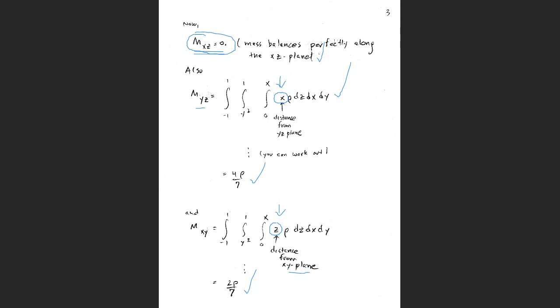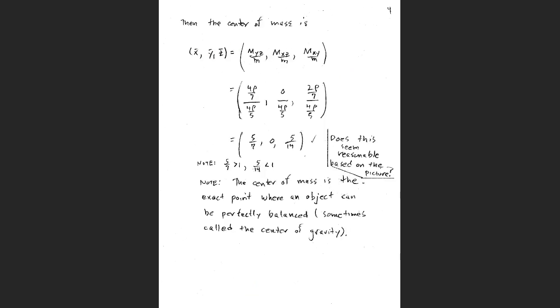Okay, well now we have to figure out the centroid. So the centroid involves dividing each moment by the mass. That's what we do. We take each moment about the different planes and divide by the mass, and this is going to get us the centroid, or center of mass, which is 5/7, 0, and 5/14.